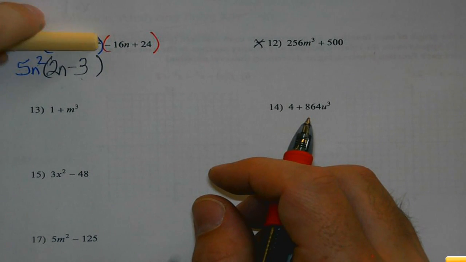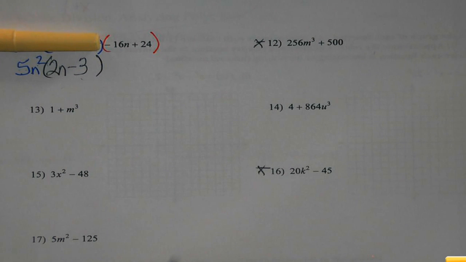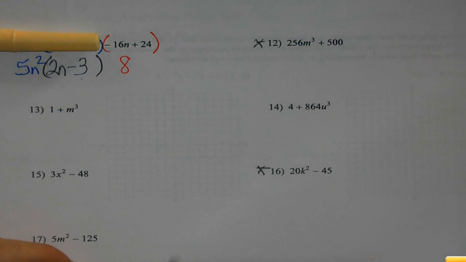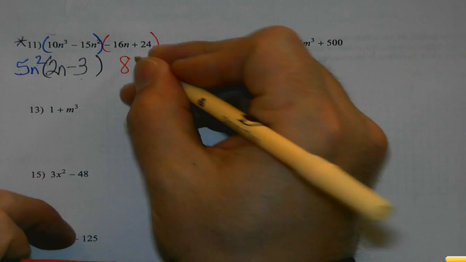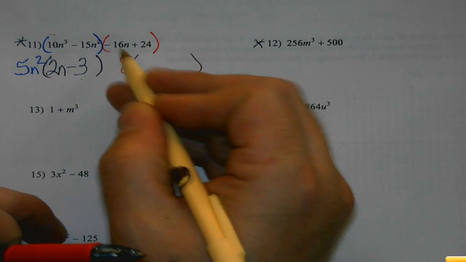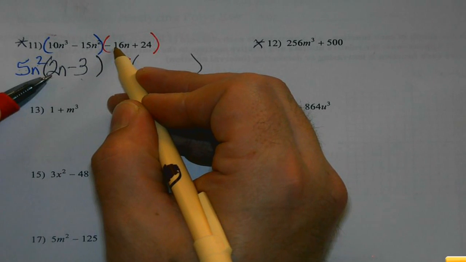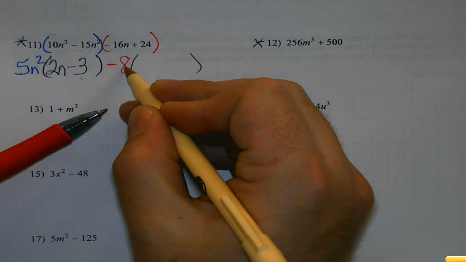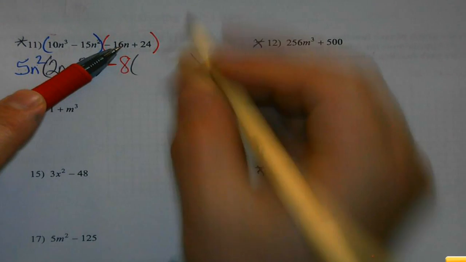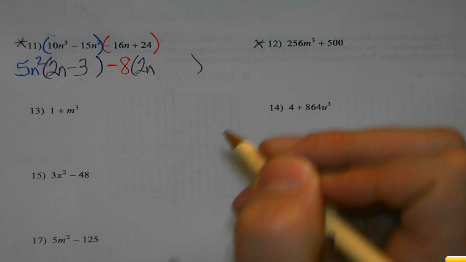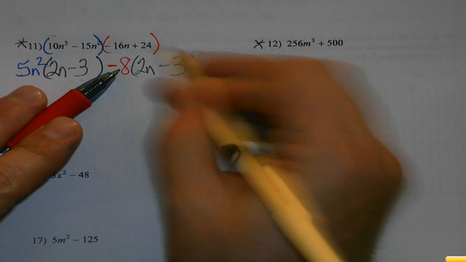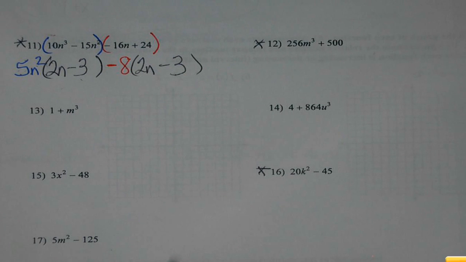So, switch them up here. 16 and 24. You're like, okay, 8. But then you go to look inside, and you're like, well, wait a minute. 8 times negative 2. That's not right. Okay, let's try negative out here. Negative 8 times positive 2 would be 16n. Okay. Negative 8 times negative 3 would be positive 24. All right, that's good.